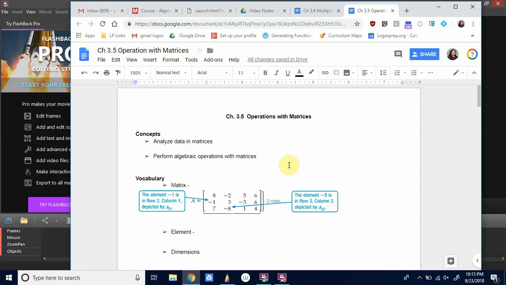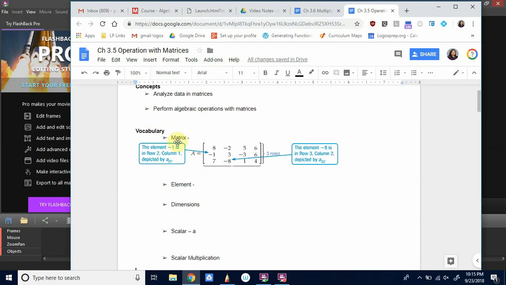All right, so we're introducing matrices. In this concept, we're going to analyze the data in matrices, and we're going to perform some algebraic operations with matrices. So let's look at the vocabulary. What is a matrix? A matrix is a rectangular array. Array just means an arrangement of variables or constants or both in rows and columns, usually enclosed with brackets. So here you'll see a picture, an example of one of them.